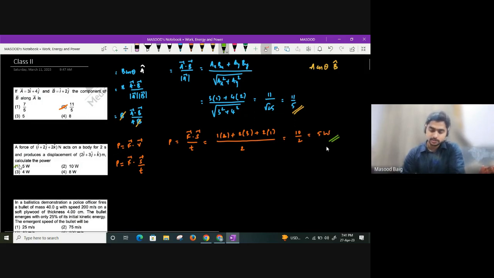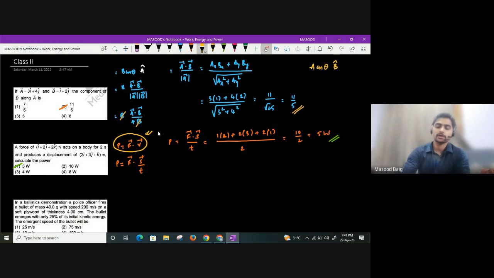We have already discussed this case also. Instantaneous power, if they are asking, will always be given as dot product of force and velocity. Power in general is rate of doing work, dW divided by dt. So f bar dot v bar will be the power over here. Is that clear, everyone?